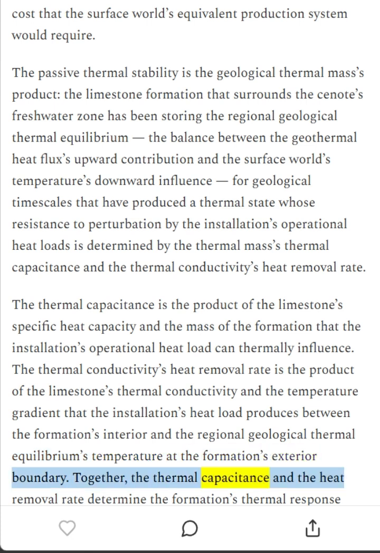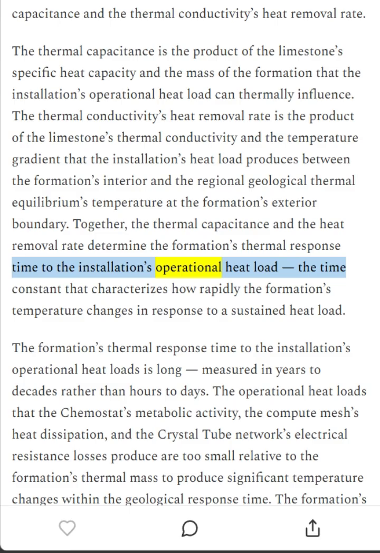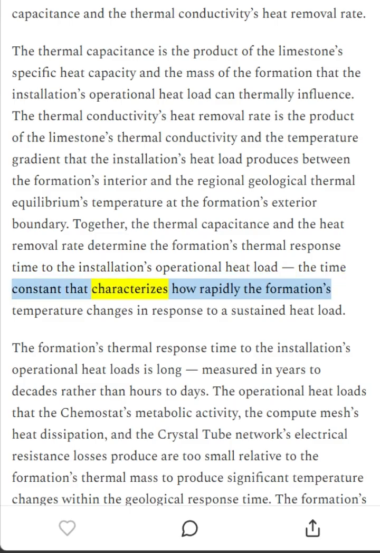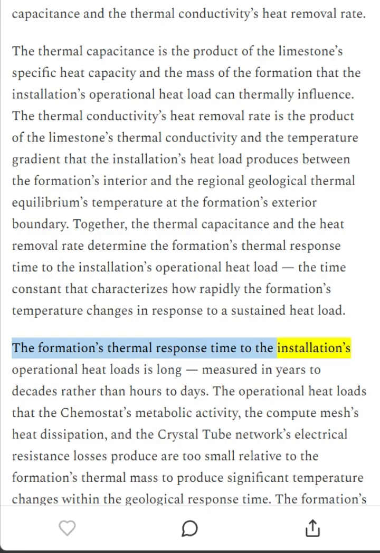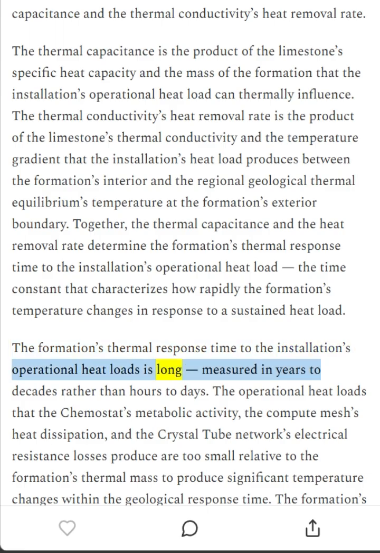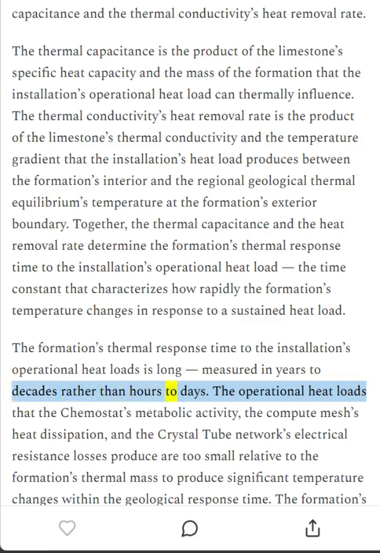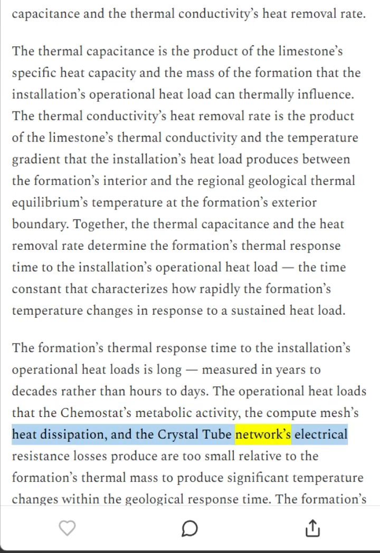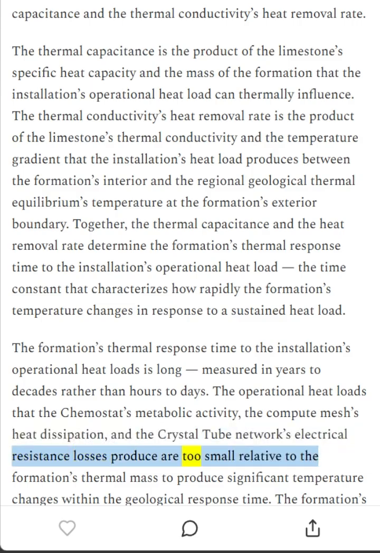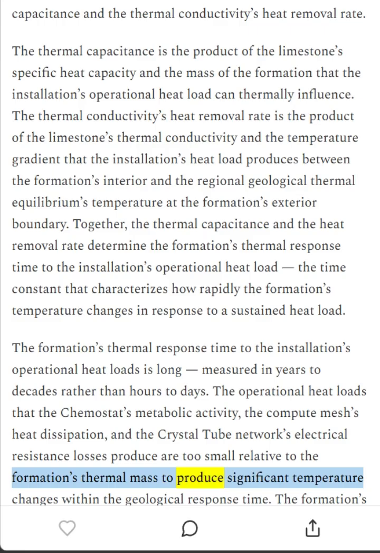Together, the thermal capacitance and the heat removal rate determine the formation's thermal response time to the installation's operational heat load, the time constant that characterizes how rapidly the formation's temperature changes in response to a sustained heat load. The formation's thermal response time is long, measured in years to decades rather than hours to days. The operational heat loads that the chemostat's metabolic activity, the compute mesh's heat dissipation, and the crystal tube network's electrical resistance losses produce are too small relative to the formation's thermal mass to produce significant temperature changes within the geological response time.